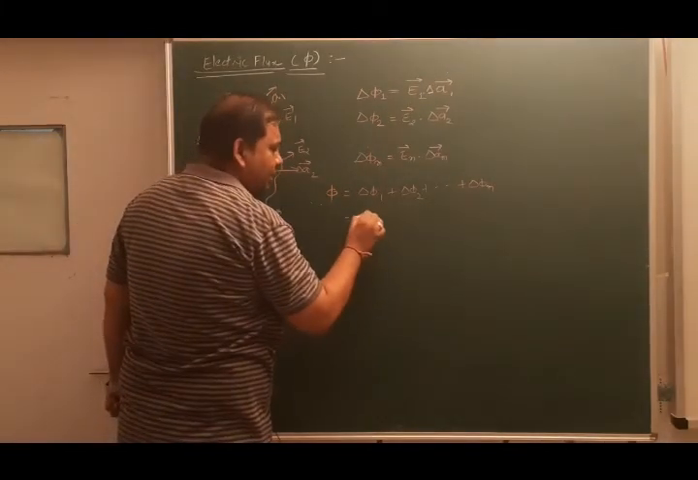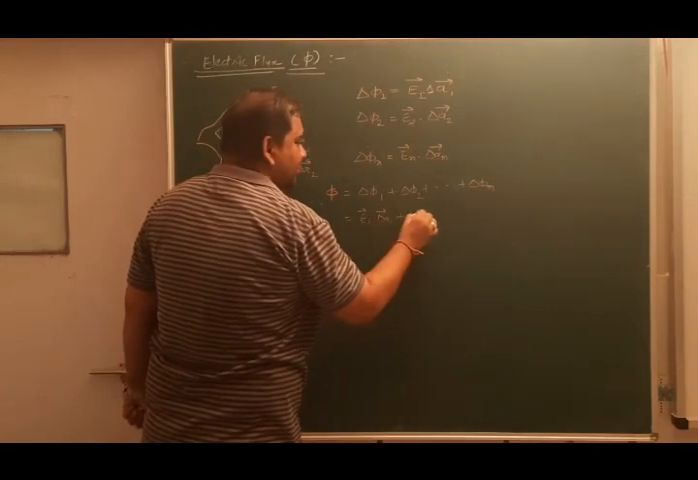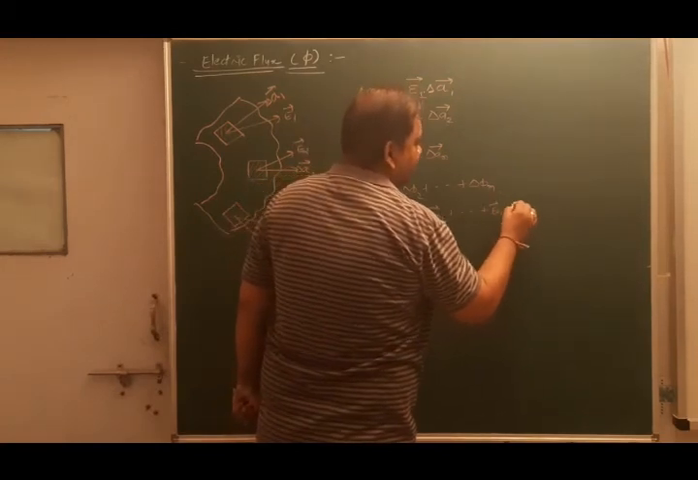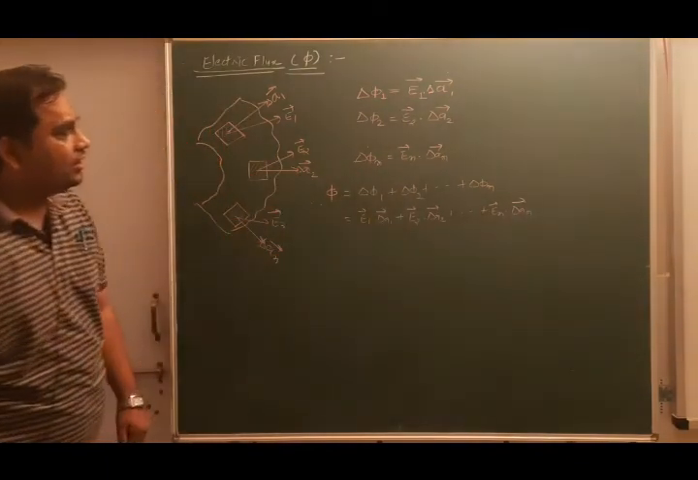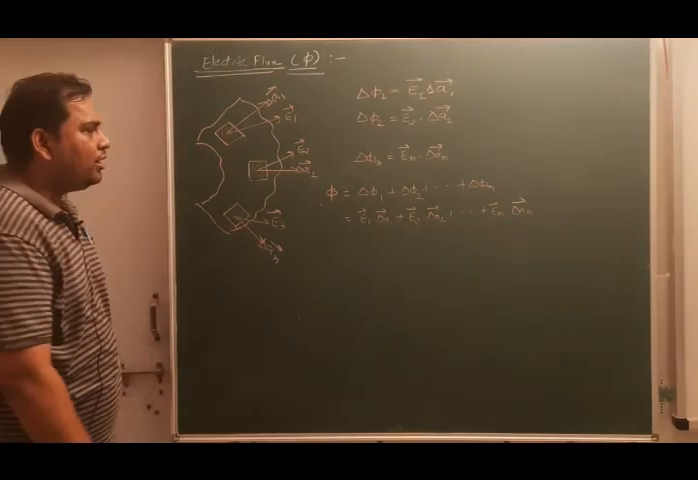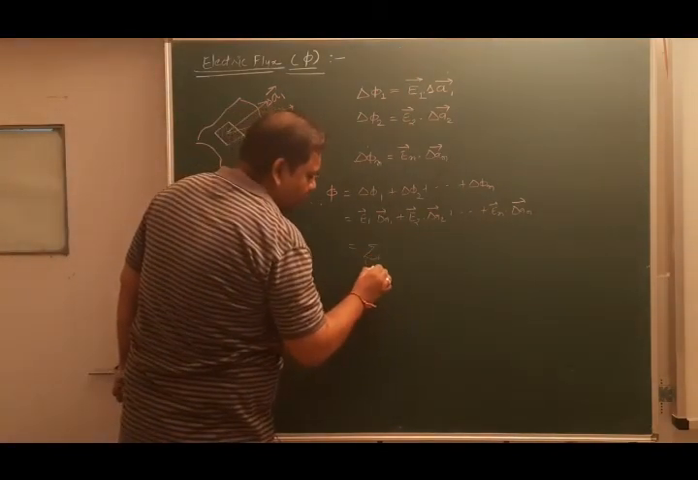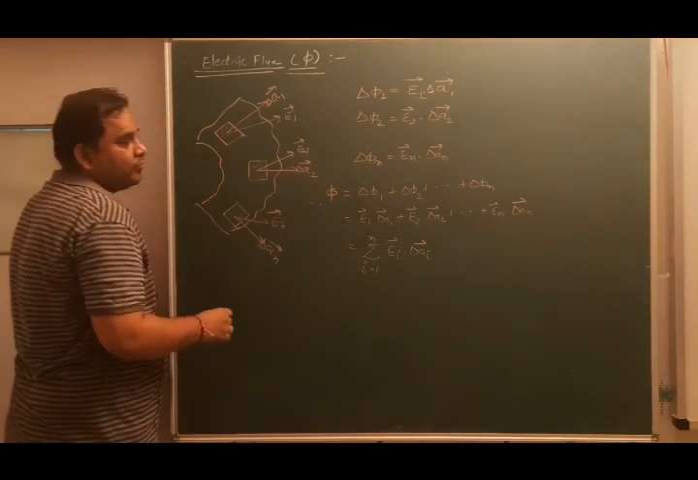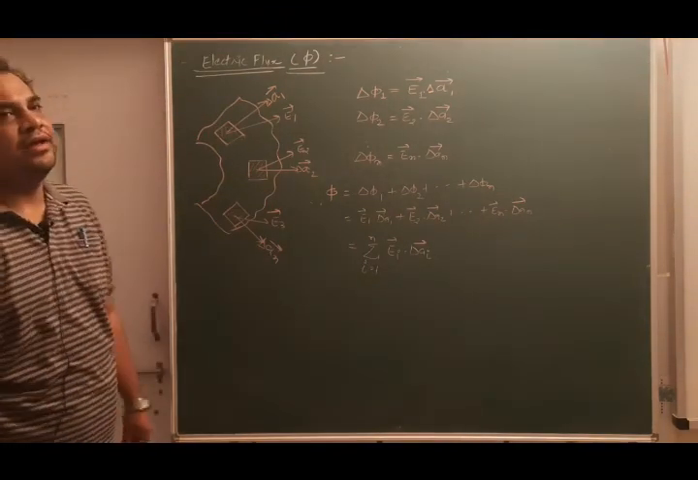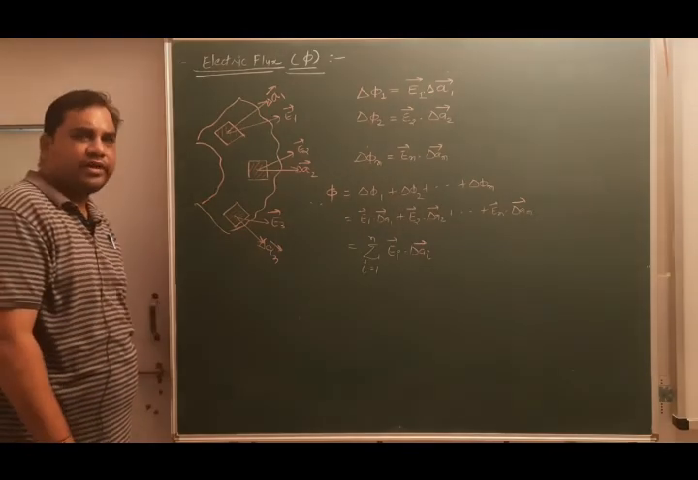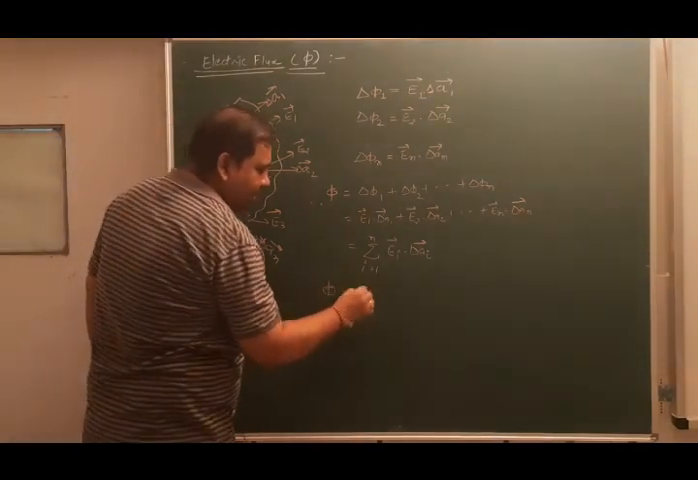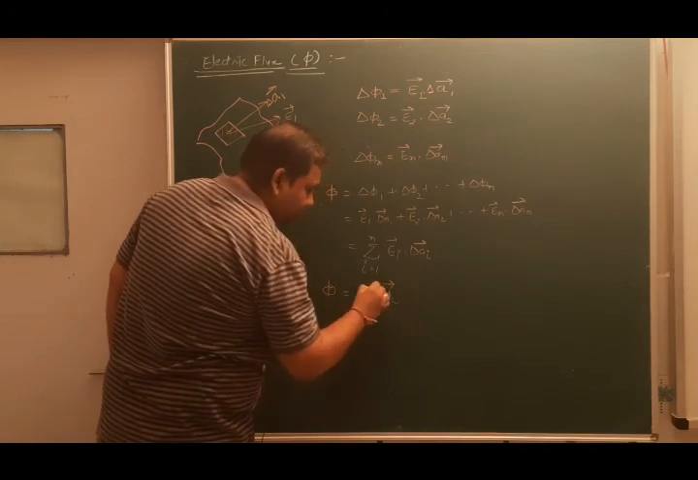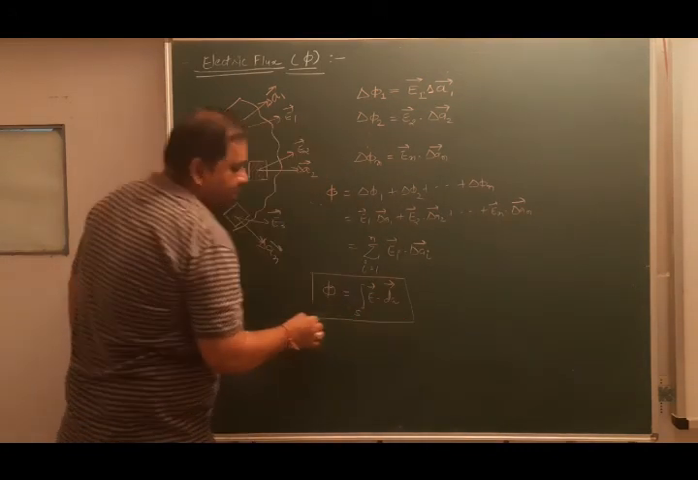It will be E1 dot delta A1 and so on. You can write down as summation from i equals 1 to n of electric field Ei dot डेल्टा Ai। और अगर ये हमारा जो एरिया है या सरफेस है, if it is a continuous surface, then this summation can be replaced with integration of electric field E dot dA, and this is nothing else but what? As written, it is surface integration.